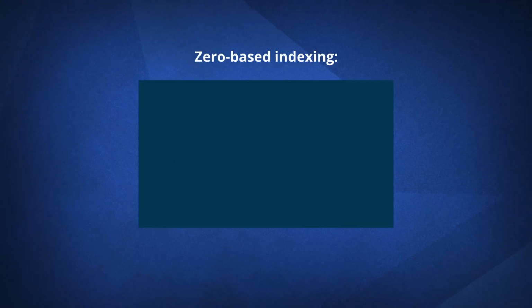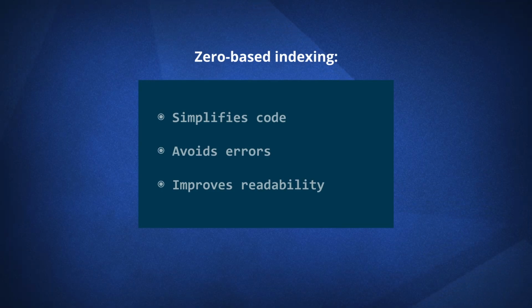So overall, while the use of zero-based numbering may seem counterintuitive at first, it has become a widely accepted convention in programming and has proven to be a helpful tool for simplifying code, avoiding errors, and improving readability.